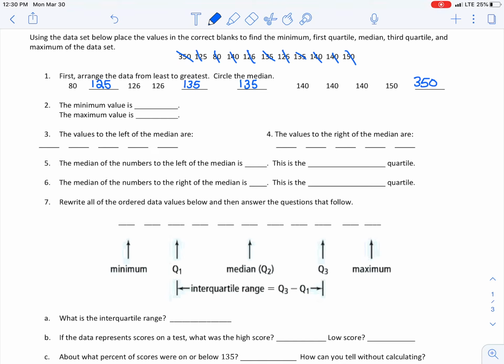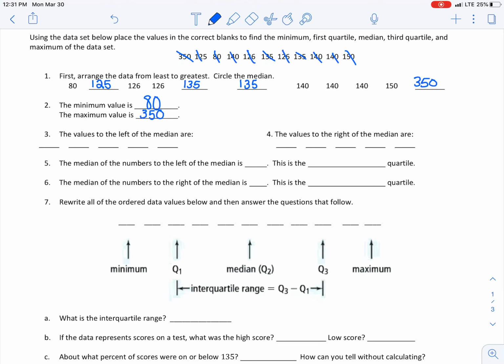Okay. So we kind of already talked about it, but the minimum value is 80. That's your smallest value. And the maximum value is 350. That's your biggest value.